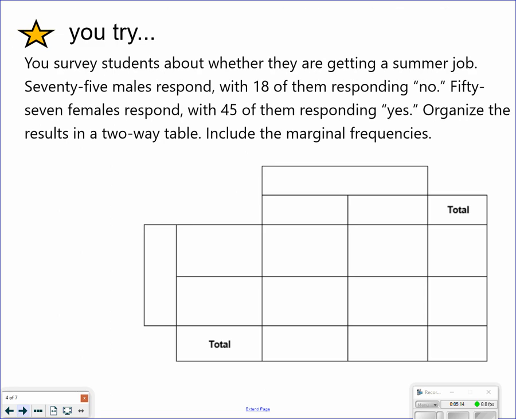You try. Now I would hit pause. Go ahead and try to make yourself a little chart here as I'm going to start filling this out in just a second.